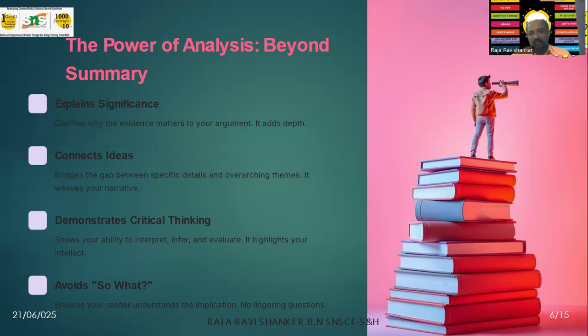Critical thinking refers to the way you infer, interpret, evaluate. Okay, that is what is in the PPT. But what does it mean? How you can connect the dots?